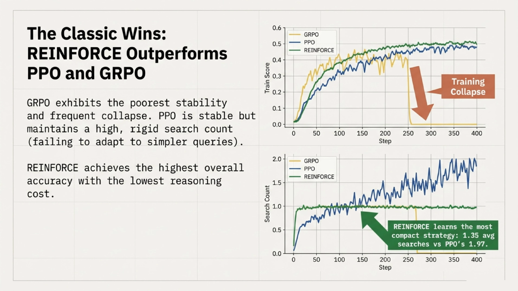We found that GRPO exhibits the poorest stability and collapses frequently. PPO is stable, but it stubbornly maintains a high, rigid search count, failing to adapt to simpler queries. Reinforce, on the other hand, achieves the highest overall accuracy with the lowest reasoning cost. It learns a highly compact strategy, averaging just 1.35 searches compared to PPO's 1.97.